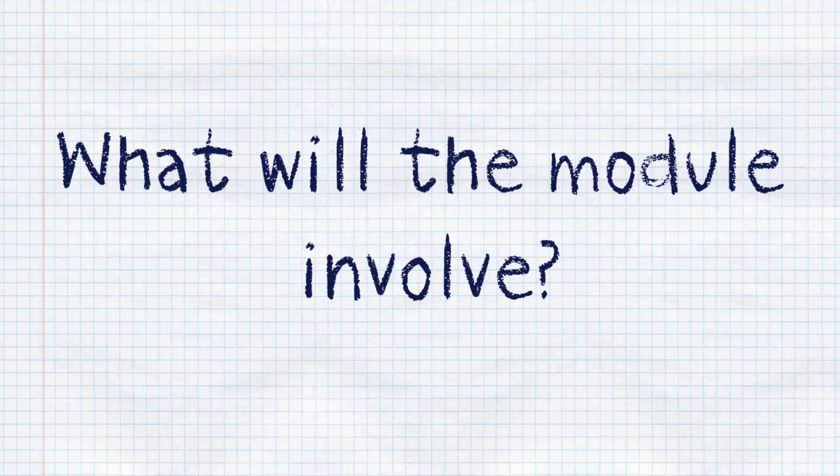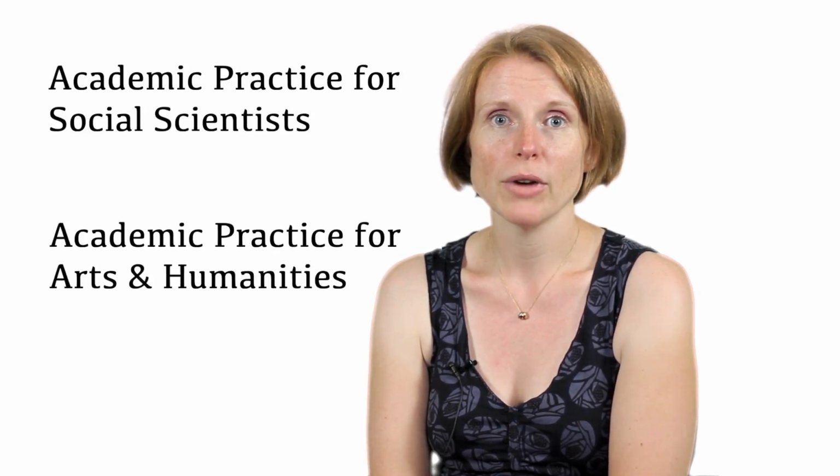My name's Megan Bruce and the module I teach is called Academic Practice. There are two types of module. There's Academic Practice for Social Scientists and Academic Practice for Arts and Humanities. Every Arts and Humanities or Social Science student in the Foundation Centre takes this module. And this module teaches you how to do the right thing in British higher education.